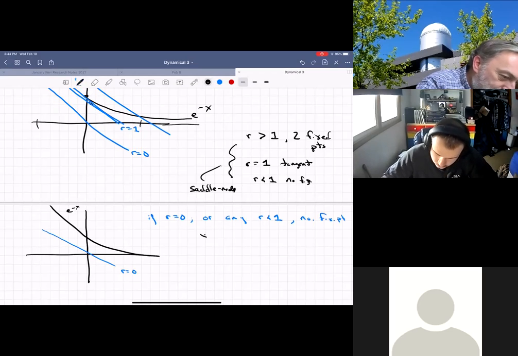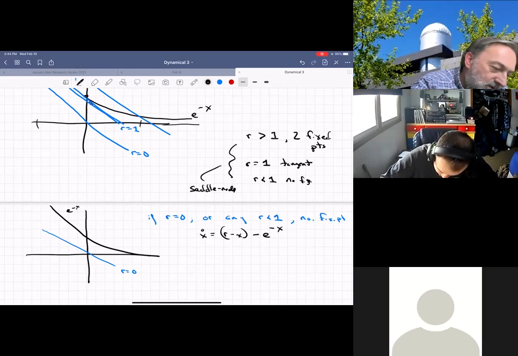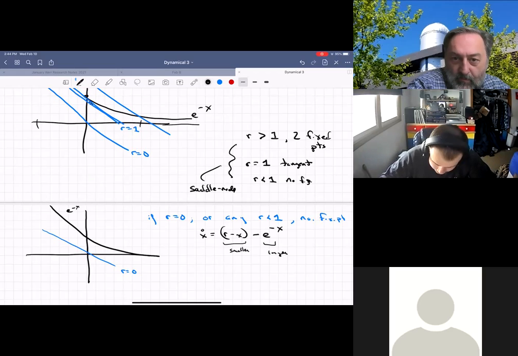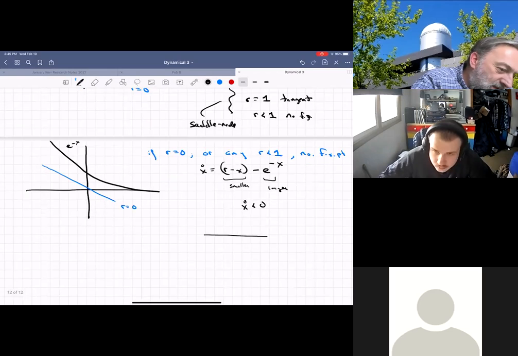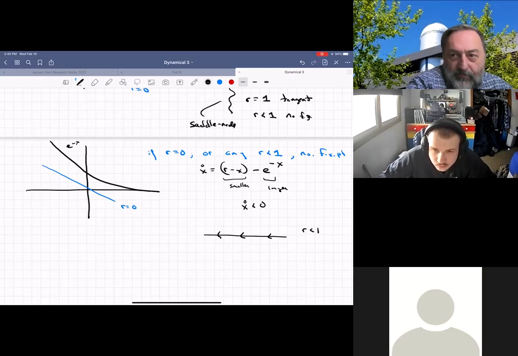X dot was r minus x minus e to the minus x. So in that case, r minus x is smaller. This is larger. So for any r less than 1, x dot is negative. So for any r less than 1, I have no fixed points and my flow is to the left.